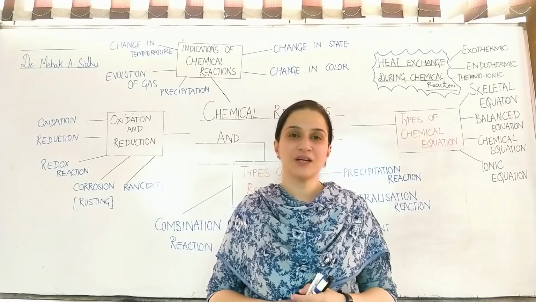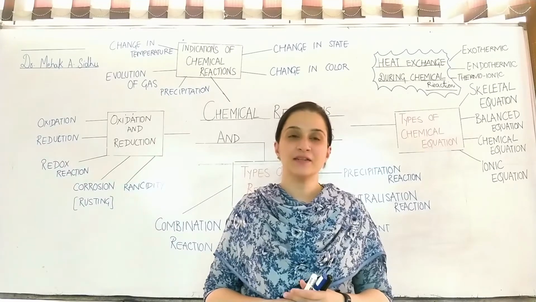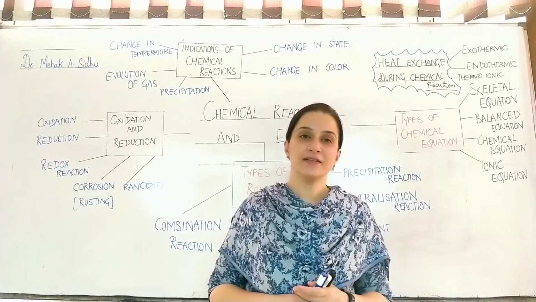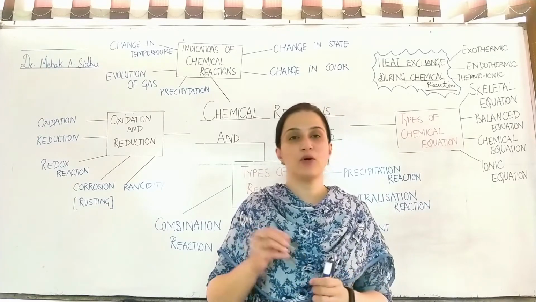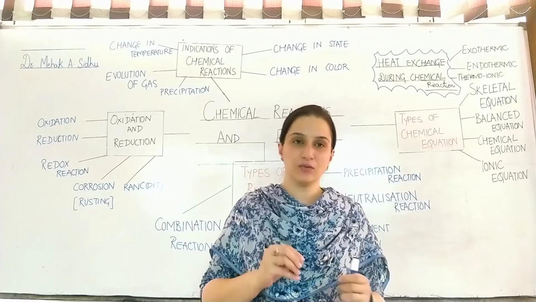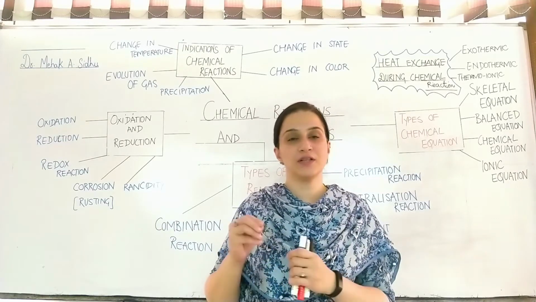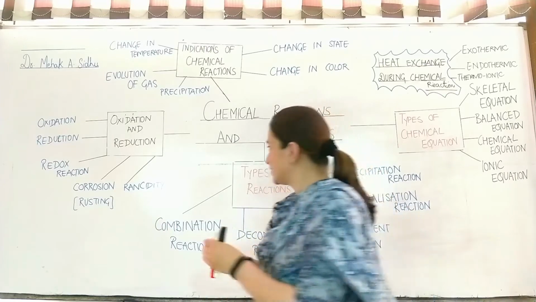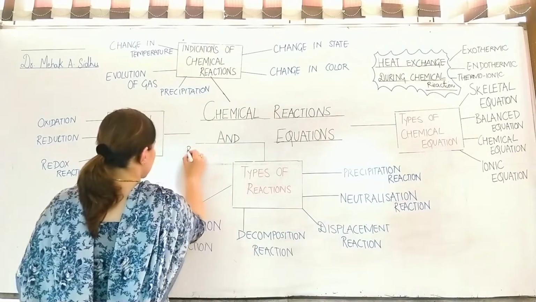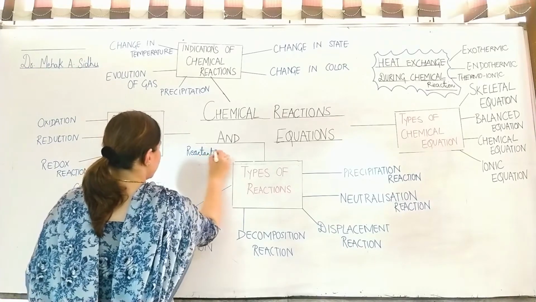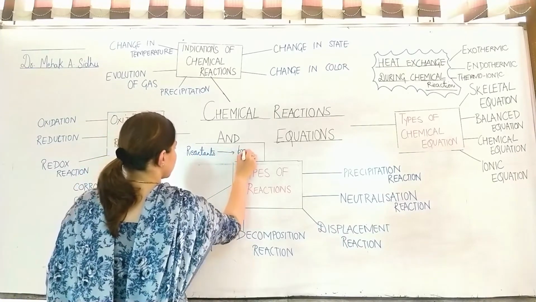With a revision from chapter 1 in science, that is chemical reaction and equation. Now what is a reactant? Reactants are those which combine to form a product. The elements which combine are known as reactants, and the new substances which are formed after this reaction are known as products. So reactants are generally written on the left hand side. Reactants combine with each other to form products.